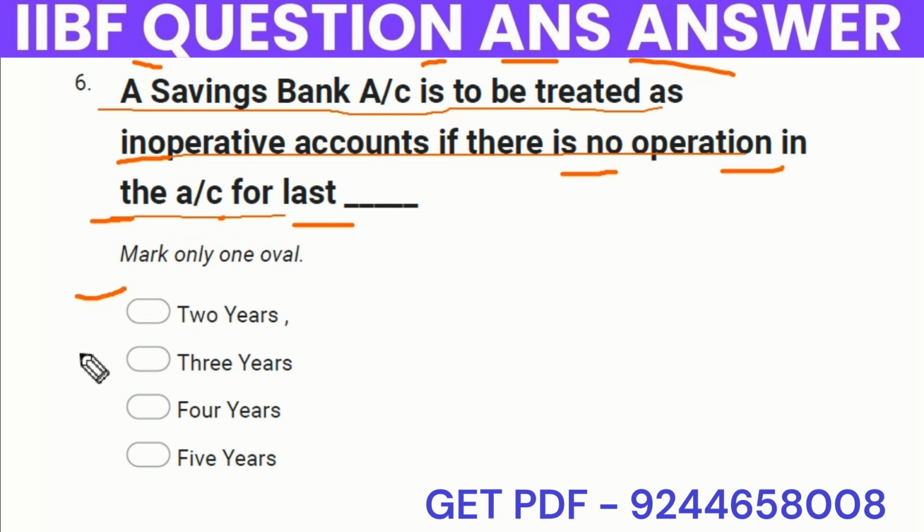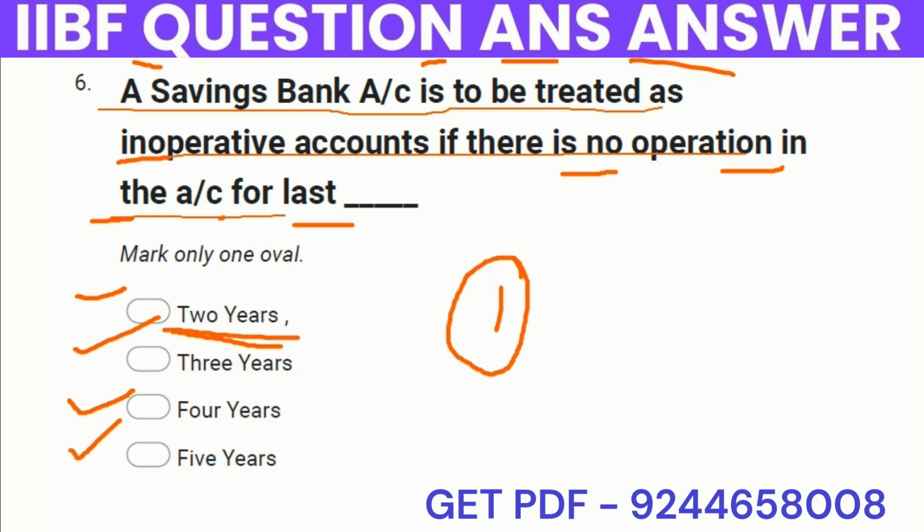First option, 2 years; second option, 3 years; third option, 4 years; fourth option, 5 years. 2 years is the right answer. First is the right answer.